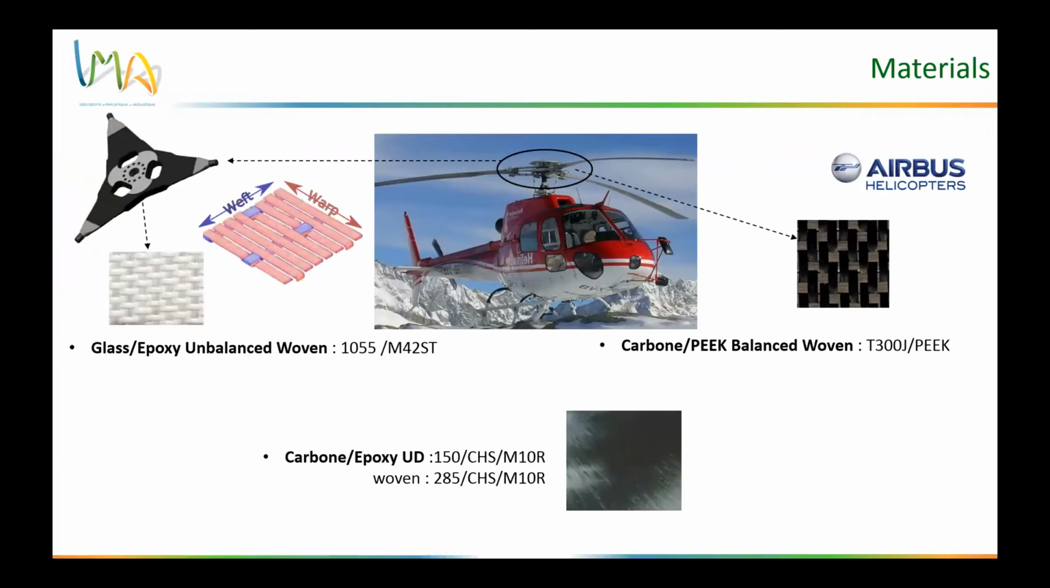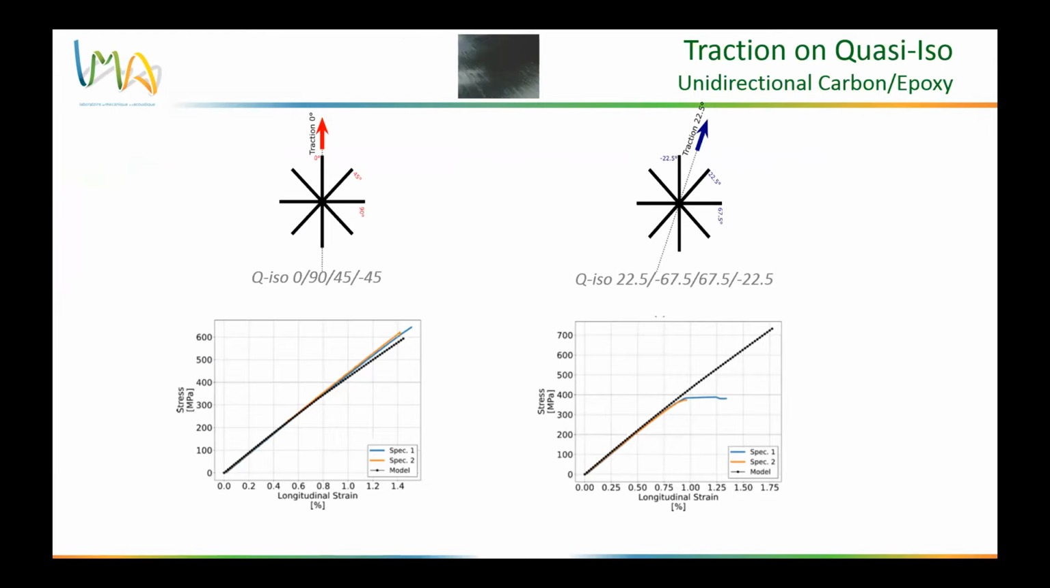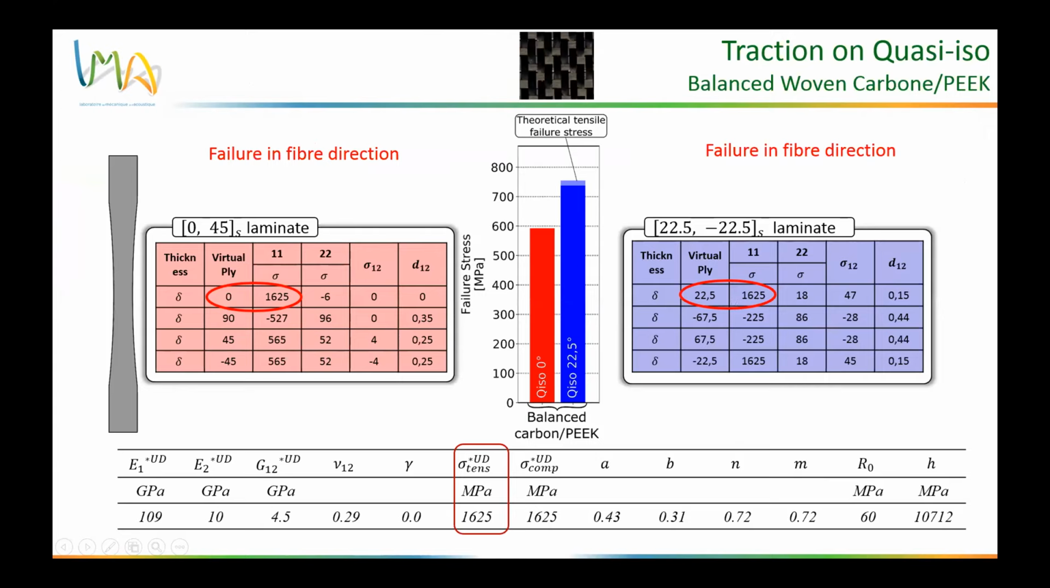So here we have the behavior with epoxy, and as you've shown, the 0 degree works, but the 22 degrees doesn't work. You have delamination. And here, of course, it works with 0 degree.